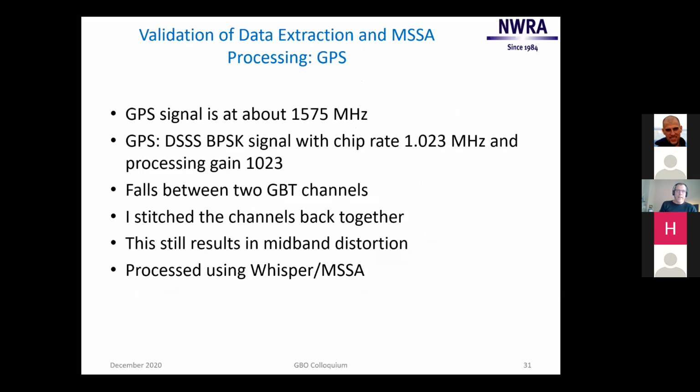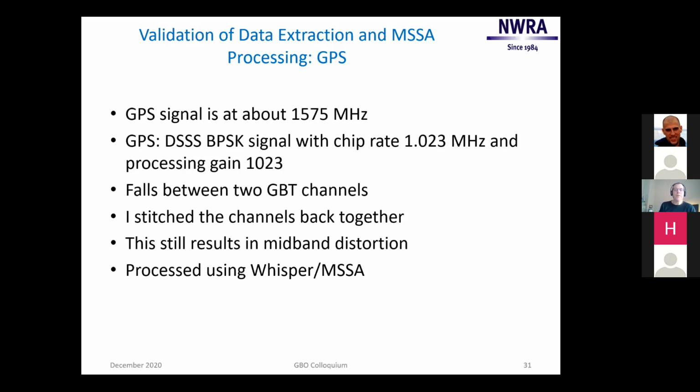But if I'm going to tell you some parameter estimates and signal types and things like that, I'd like to validate my understanding of the data in your eyes. So let's do that with the GPS signal. It's centered at about 1575 megahertz, which is within the 200 megahertz band. We know a lot about it already. It's a direct sequence spread spectrum BPSK signal. It's got a chip rate of exactly 1.023 megahertz and a processing gain of 1023. That's just the ratio of the chip rate to the underlying data rate.